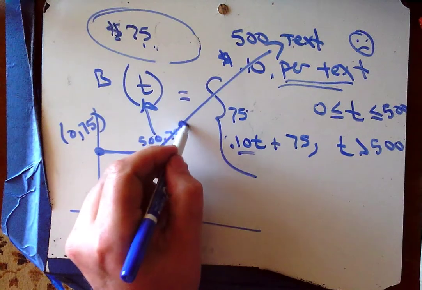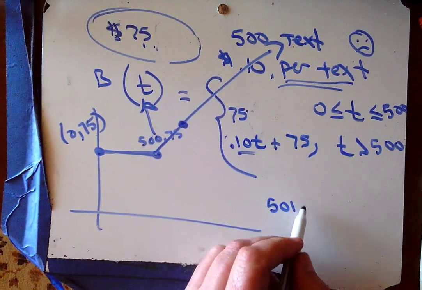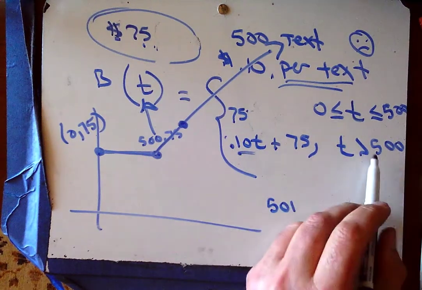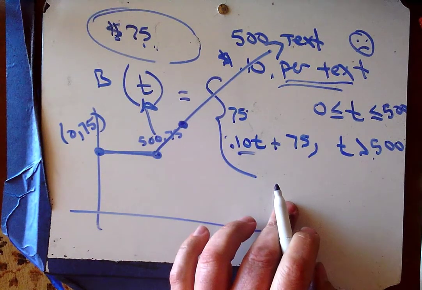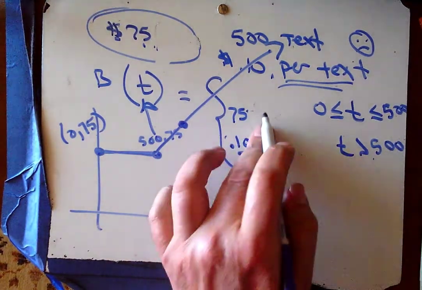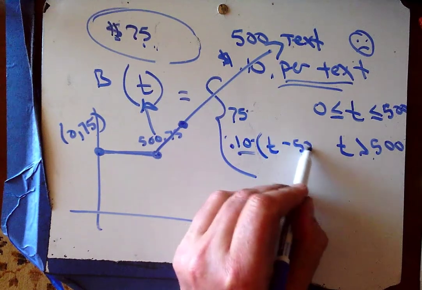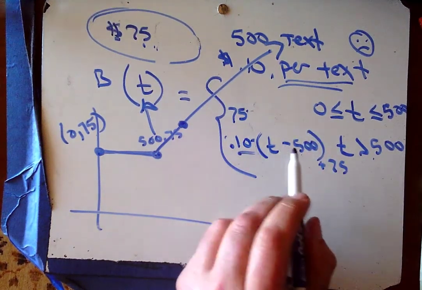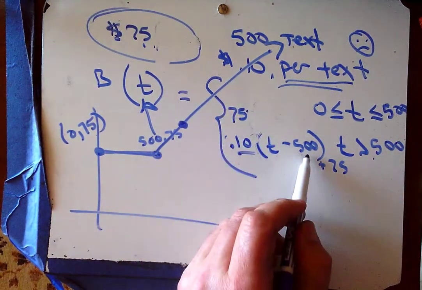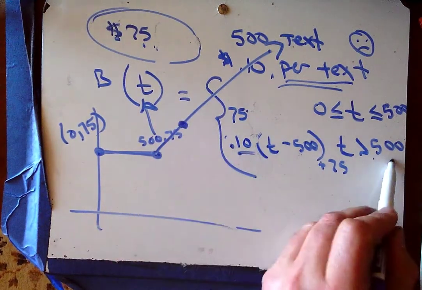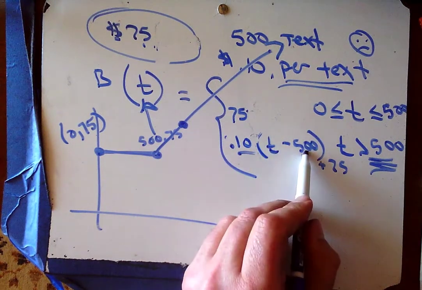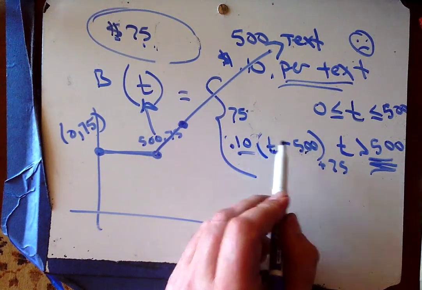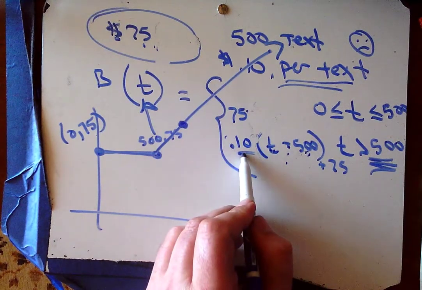Now, I have one point on that line. How about another one? 501 texts. Oh, but I'm only paying for the ones that are bigger than 500. It costs you 10 cents per text you sent after 500. So I need to do t minus 500. Why did I know to do that? Well, I'm not paying the additional 10 cents on the first 500 texts, just the ones bigger than 500. So I need to be able to plug a number in here and not be paying for those first 500. So if I plug in 501 minus 500, I only have one text to pay for.